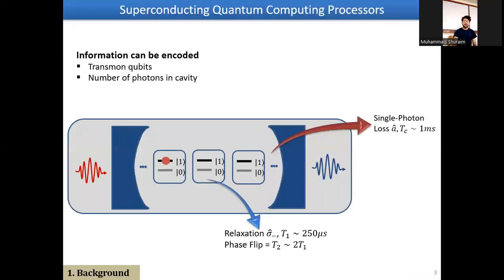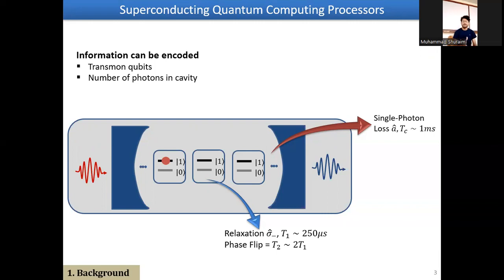So what is a quantum computing processor? Exactly analogous to classical computers, where the information is encoded as discrete units, in the quantum computer processor the information is encoded as discrete units or the superposition of those units. For example, information can be encoded in transmon qubits, which are artificial atoms which have two energy levels, and we can encode information in the upper or the lower or in the superposition of those states. And the information can also be encoded in the number of photons in the cavity.